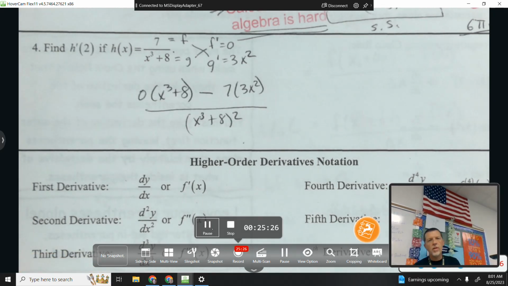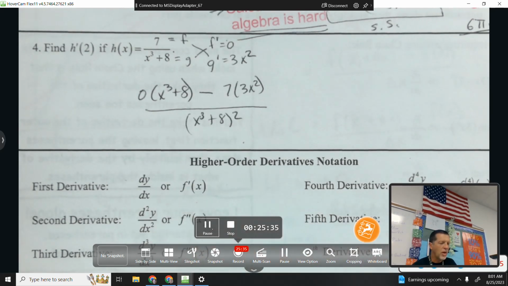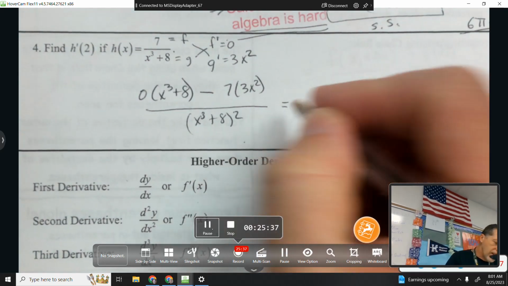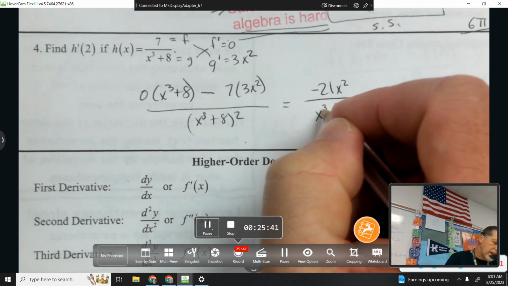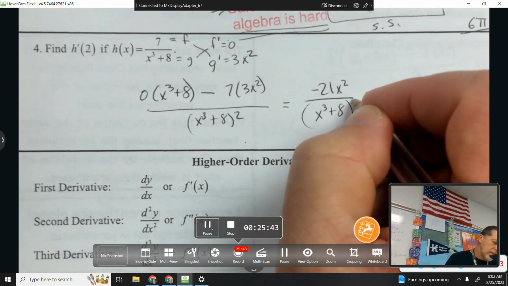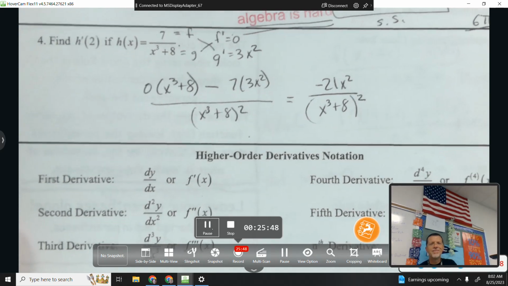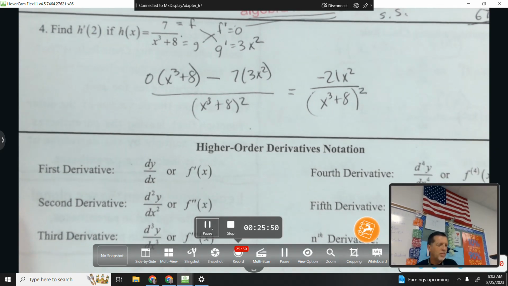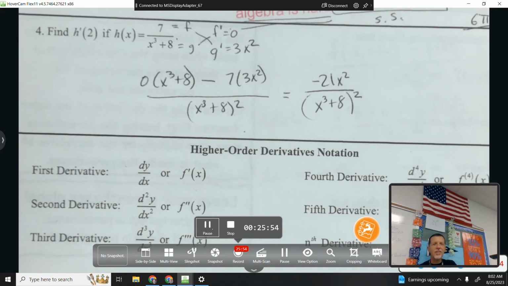So again, the 0 is helpful because it wipes out one of the terms. So G F prime goes away because F prime is 0. So negative 21x squared over x cubed plus 8, not times 2, squared. Brain isn't working this morning. Oh wait, that's not the final answer. What's wrong with that answer? Why is that not right? I got to plug in 2.